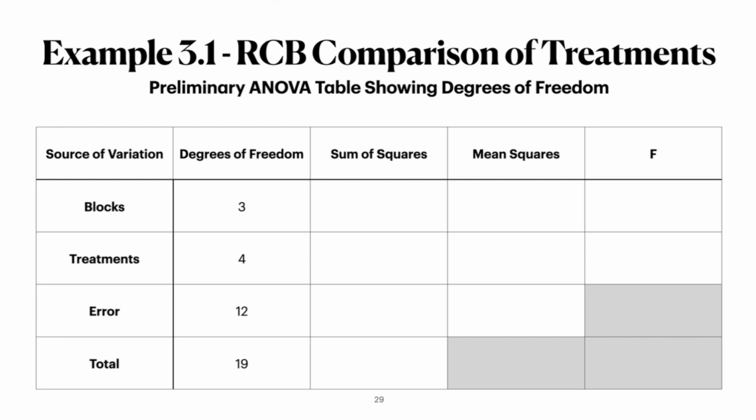To go any further, we've got to calculate the total sum of squares, the sum of squares for blocks, and the sum of squares for treatments. Once we have those, then we can get the sum of squares for error by subtracting the sum of squares for blocks and the sum of squares for treatments from the total sum of squares. And then once we have those values, then we're off to the races, and we can calculate the corresponding mean squares and then the 2 F statistics.